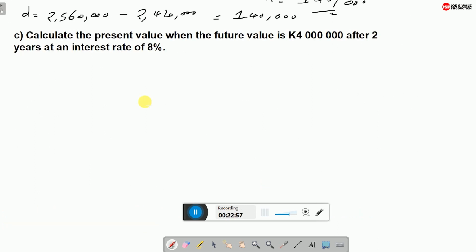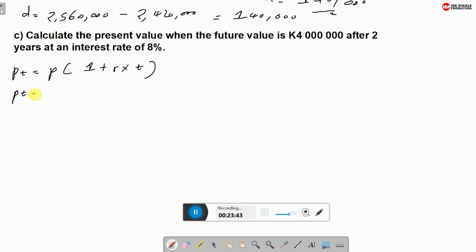Question C reads, calculate the present value when the future value is 4 million after 2 years at an interest rate of 8%. As you can see, in this instance we've been given the future value, the number of years, and the rate of interest. So it will be very easy for us to calculate the present value. The formula that we use for the total value of the investment says our future value is equal to the principal or present value, open bracket, 1 plus our rate of interest multiplied by the number of years.